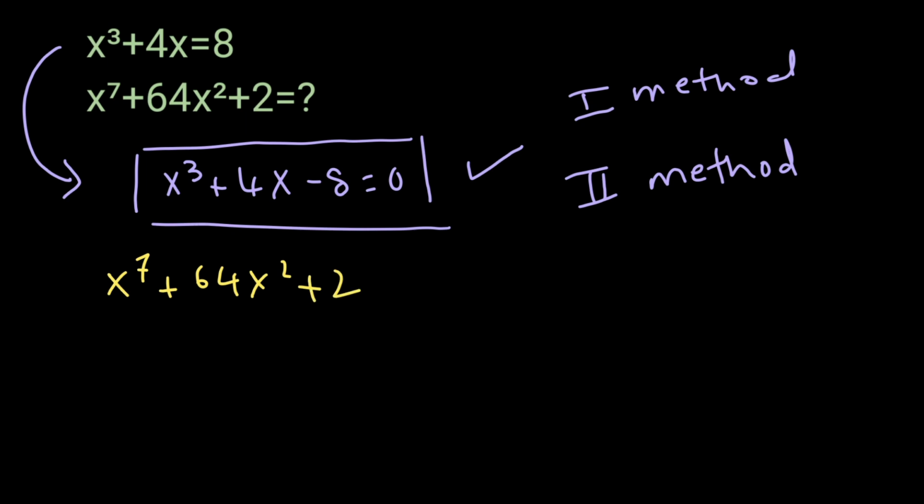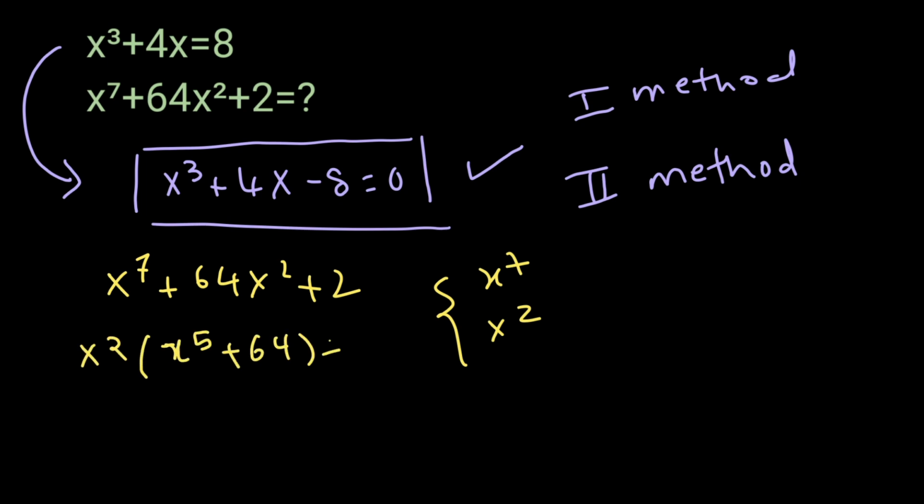We can see that the terms related to this expression are x to the power 7 and x squared. If I take x squared common from these first two terms, inside the bracket I get x to the power 5 plus 64, and outside the bracket plus 2. So x to the power 5 is also important. In order to get the value of this particular expression, I need to get the value of this term as a whole, or else any kind of equation in which these terms are involved.